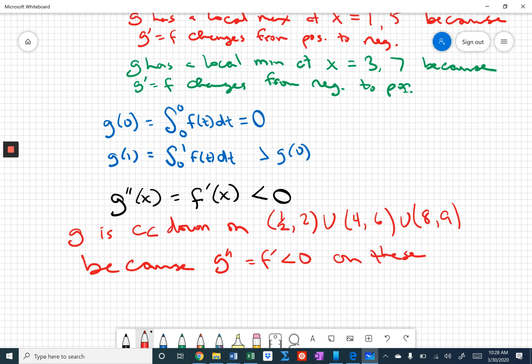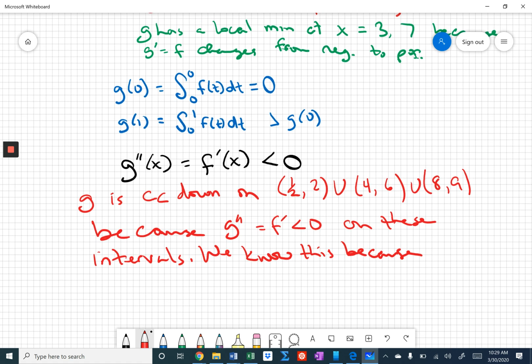You know what? It's good to say how you know f prime is less than 0, because that has to be true regardless on these intervals. So let's add one more line, one more thing, because we know this because f is decreasing on these intervals.